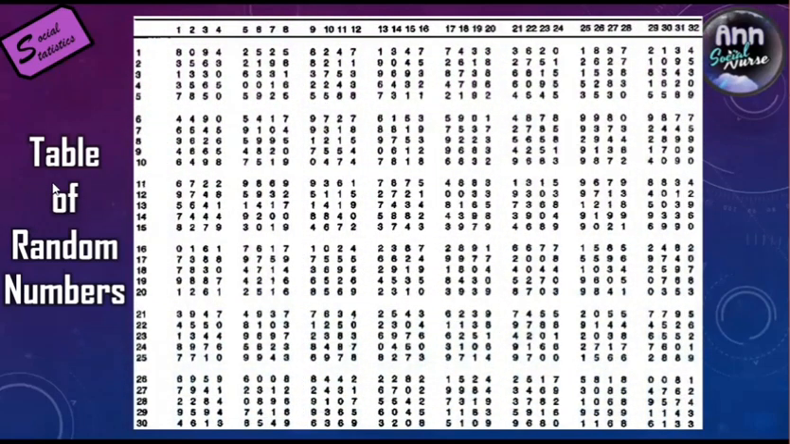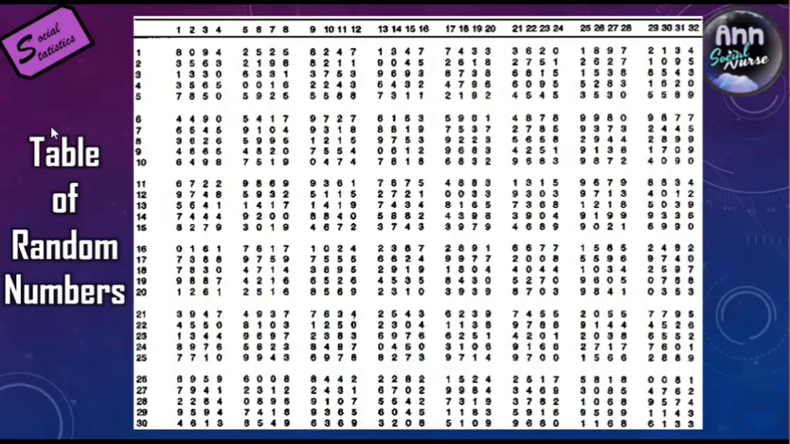Now suppose this is the table of random numbers. Actually, there are so many versions of the table of random numbers. We're going to use this version. So you see, the table is composed of rows and columns. There are 30 rows and there are 32 columns.